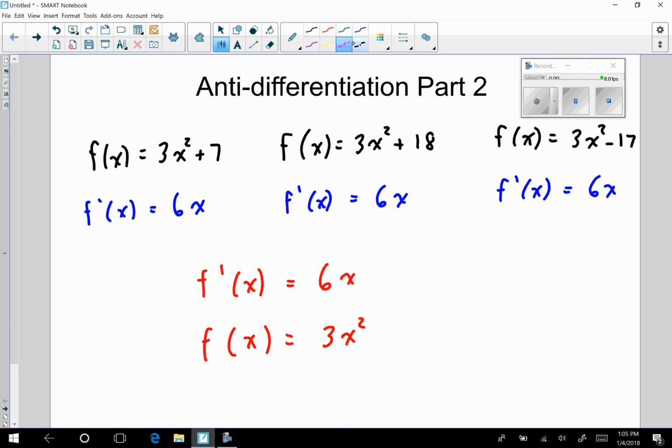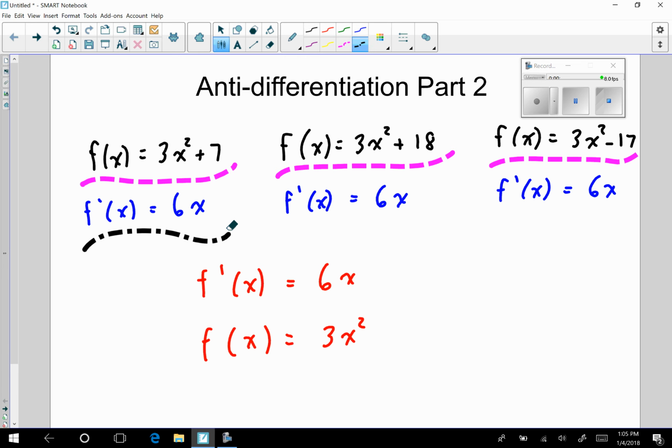I have the function 3x squared plus 7, the function 3x squared plus 18, and the function 3x squared minus 17. The derivative of each of these functions clearly is 6x. The derivative of 3x squared plus 7 is 6x. The derivative of 3x squared plus 18 is 6x. And the derivative of 3x squared minus 17 is 6x.